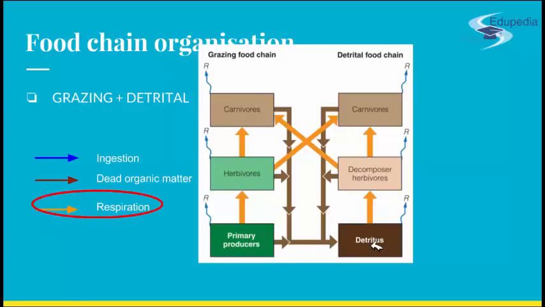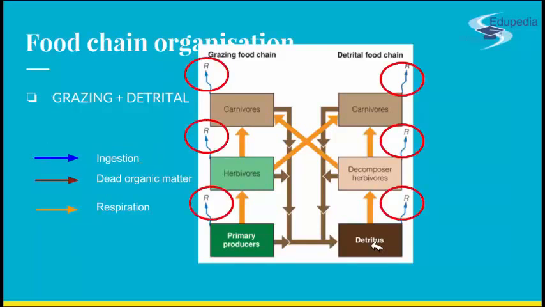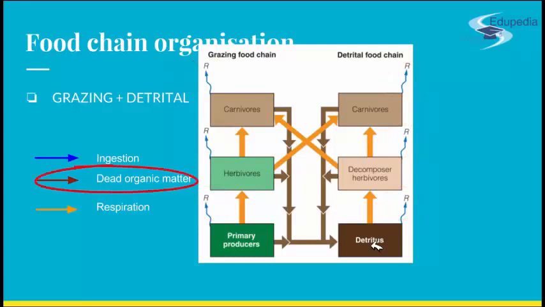The orange arrow represents the linkage between trophic levels and the flow of energy and matter associated with ingestion. Then we have a blue arrow that goes from each trophic level, and it represents the loss of energy through respiration. And then the brown arrows represent a combination of dead organic matter and waste products, the metabolic waste products like feces or urine and so on.